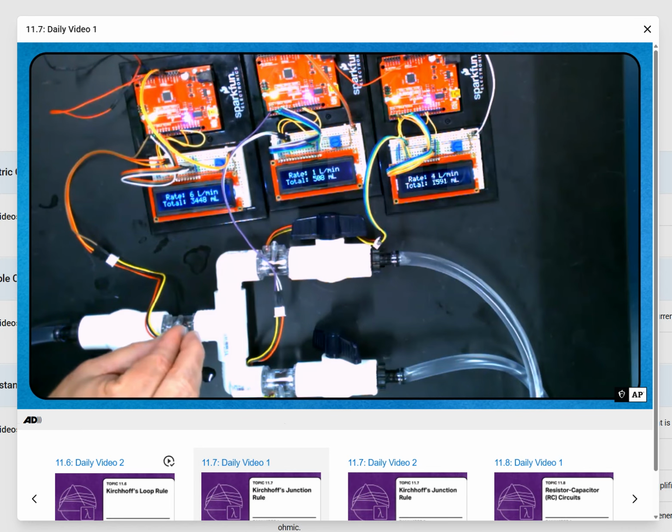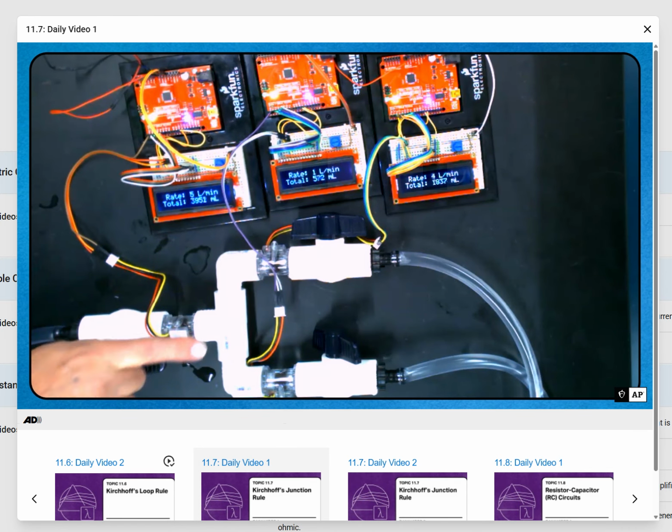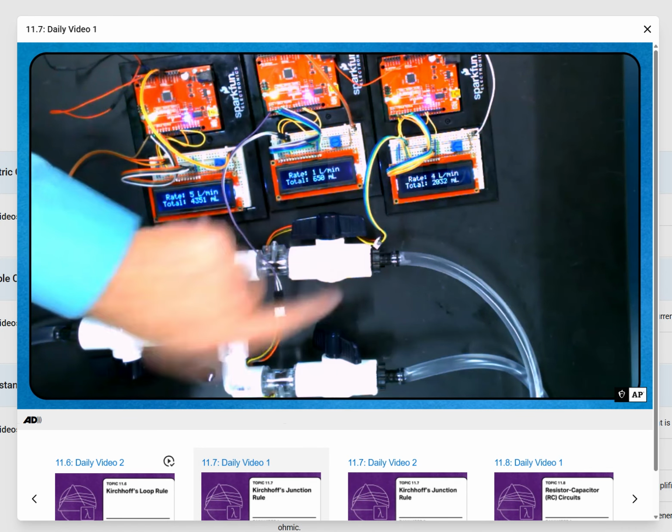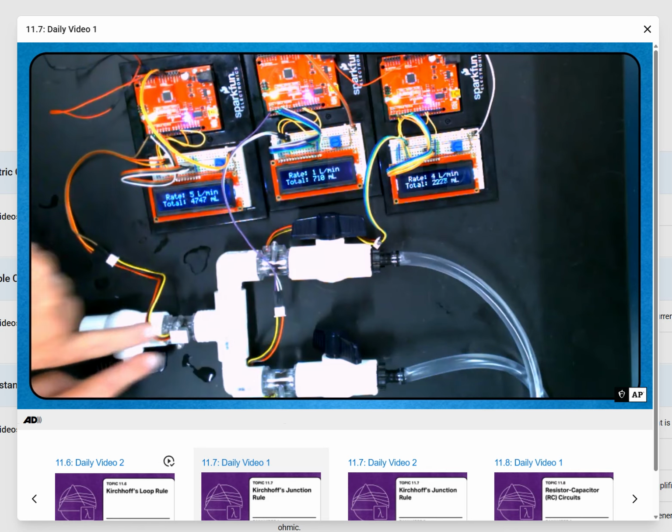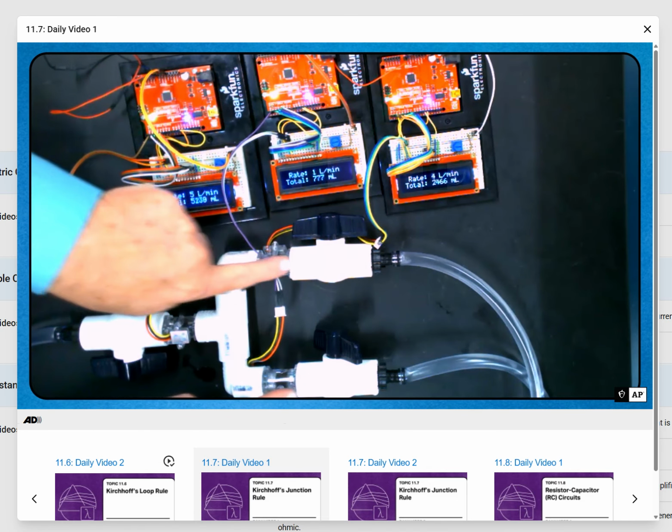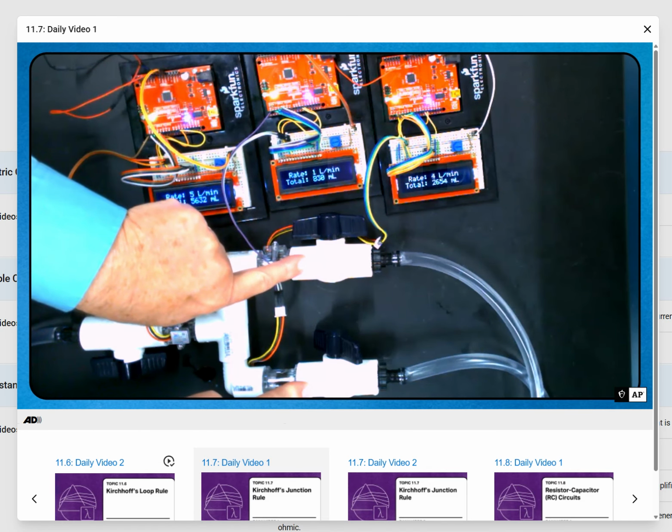Well, think about what I'm doing here. I'm running a bunch of water into an intersection. I'm splitting the water up unevenly, as a matter of fact, more going through this part than this part. But the amount of water that goes into this little T intersection should equal the amount of water that comes out of this T intersection. That is all that Gustav Kirchhoff's junction rule is.